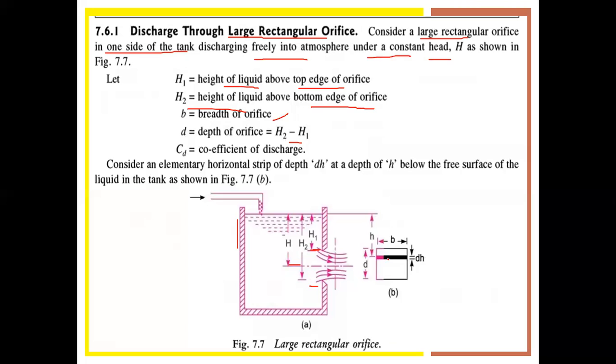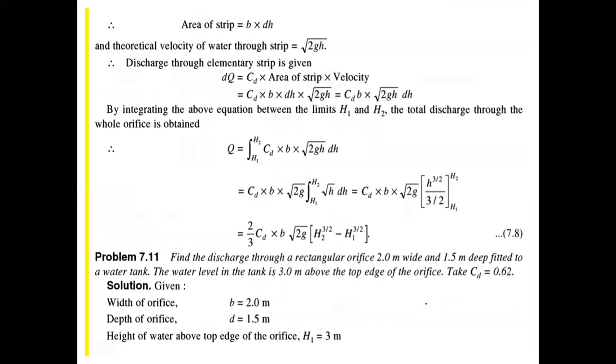Now, considering the horizontal axis, a strip of depth dh at a depth h below the free surface of the liquid in the container. This is the next detail you have to consider for a large rectangular orifice. Therefore, the area of the strip is length into breadth, that is B into dh. The theoretical velocity through the strip is, as usual, root 2 g h. Now the discharge through the elementary strip.